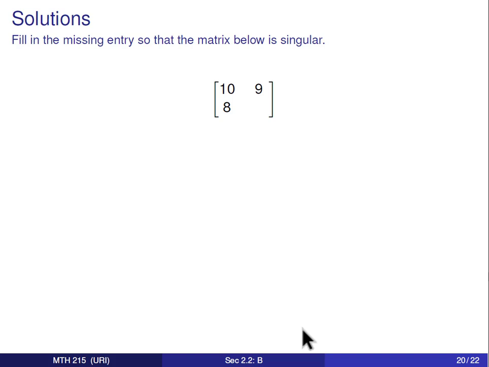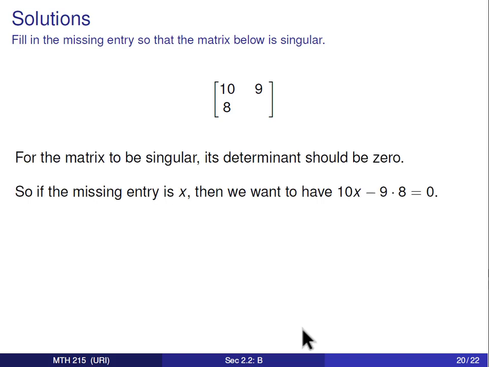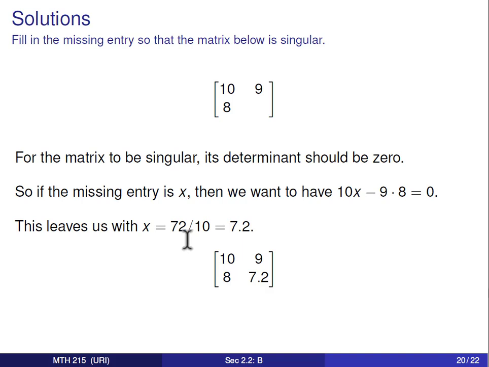For the second question, you were asked to fill in the entry so that the matrix below would be singular. And remember, singular means that the determinant should equal 0. And so if we called that unknown number x, then the determinant would be 10 times x minus 9 times 8. And if that were to be 0, we would need 10x to equal positive 72. And that means that x should be 72 tenths, or in other words, 7.2. And 7.2 is the number you can put in there to make the matrix non-invertible, or to make it singular.